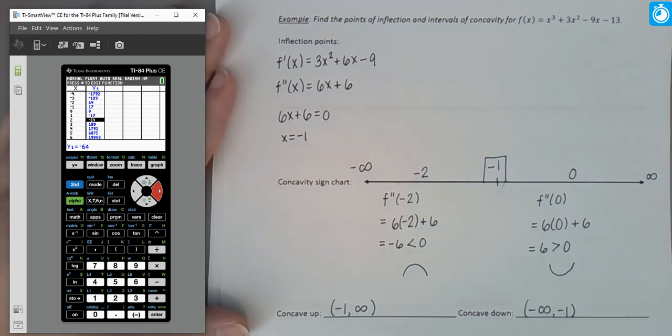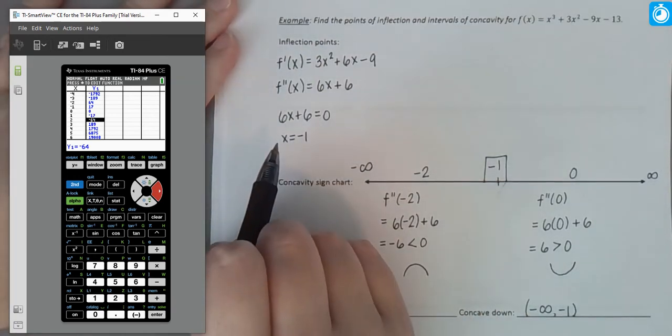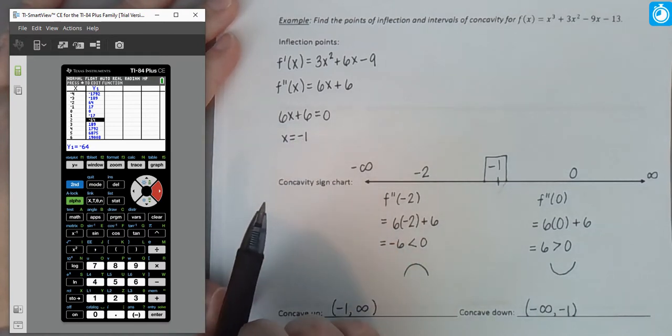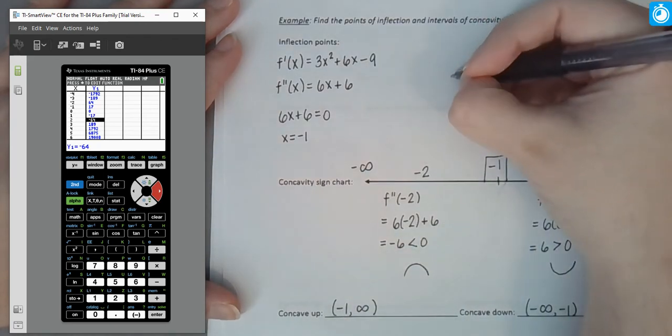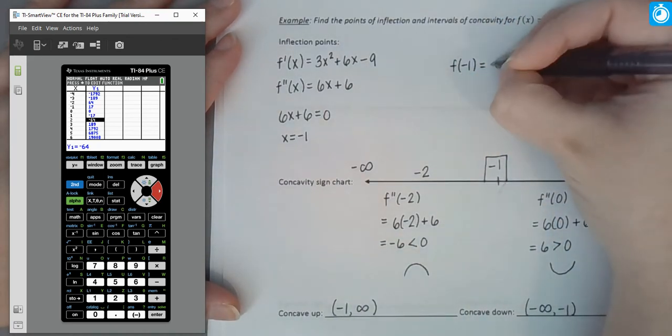And then last but not least, let's find the actual point, the actual coordinates where this change in concavity occurs. So we know the point of inflection occurs at x equals -1. Well, what's the y value to go with that so we have the actual point? Well, we need f of -1. So sub in a -1.